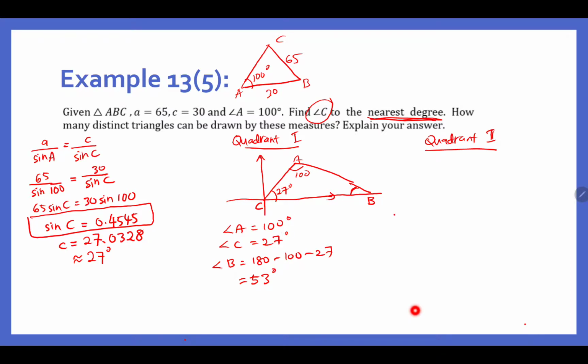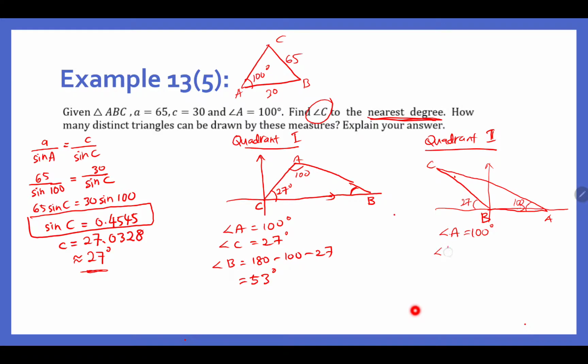Okay, and the second case, if the angle 27 lies in the second quadrant. Okay, second quadrant, 27 will be right here. So the triangle will form like this. B is here, and the 100 is A, here, because this one is small, so the bigger 100 is here. So C is here. So angle A is 100.